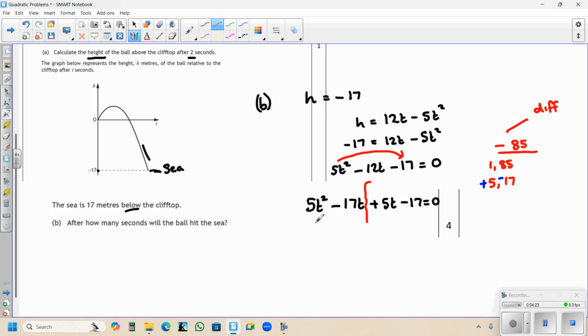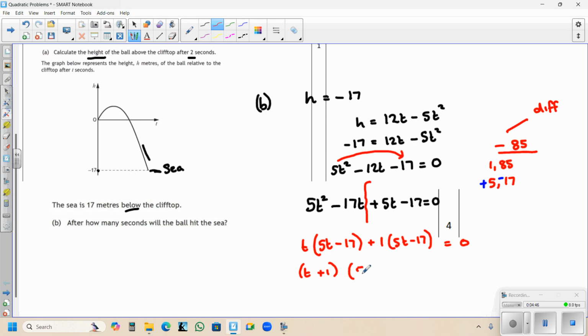Split it down the middle, take out your highest common factor, which is t. That leaves me 5t minus 17. Now I've already got 5t minus 17 there. So what have I got to multiply all of that by? Plus 1. And that's equal to 0. So put your brackets together, so you get t plus 1.